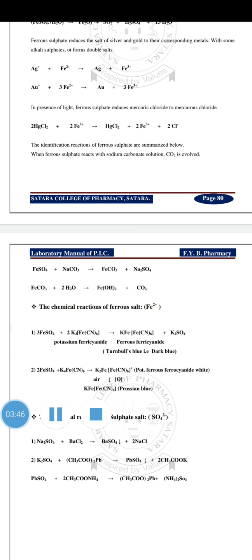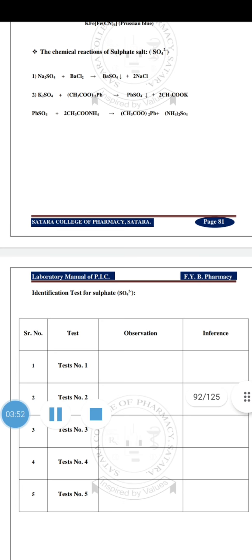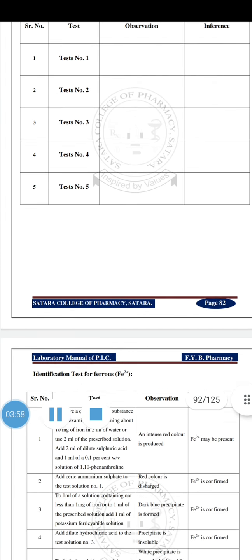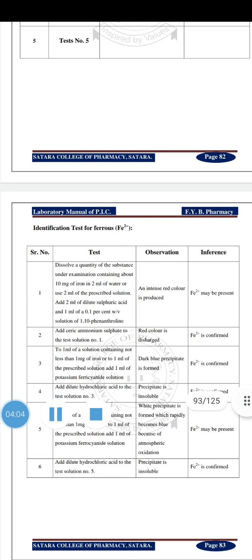Then next is the identification test for ferrous. Dissolve a quantity of substance under examination containing about 10 mg of iron in 2 ml of water, or use 2 ml of a prescribed solution. Add 2 ml of dilute sulfuric acid, then 1 ml of a 0.1% solution of 1,10 phenanthroline.